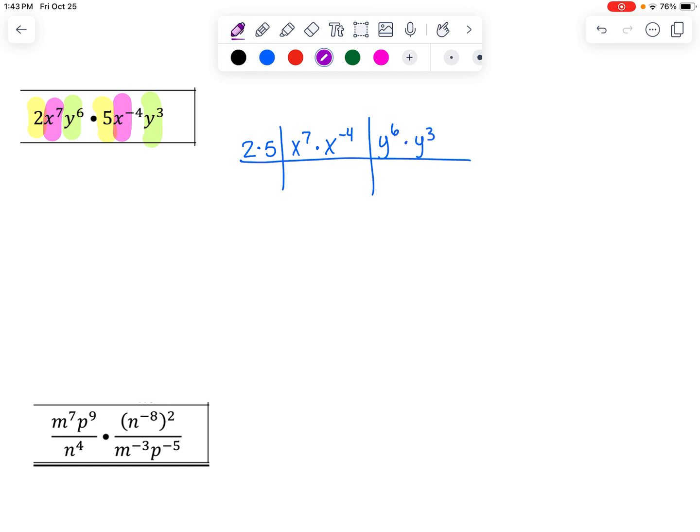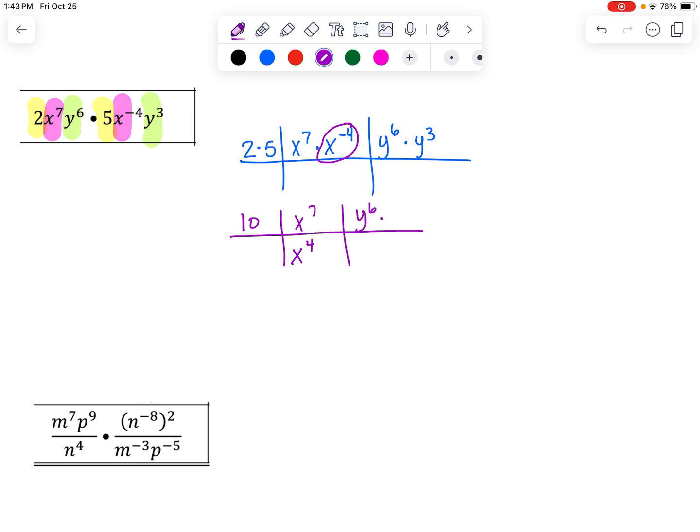And so from there, I can go 2 times 5 is 10. x to the 7th times x to the negative 4th. Well, there is an exponent law where if you have a negative exponent, you take the reciprocal and then make the exponent positive. So x to the negative 4th in the numerator would be the reciprocal, so now it would go into the denominator, but the exponent would be positive.